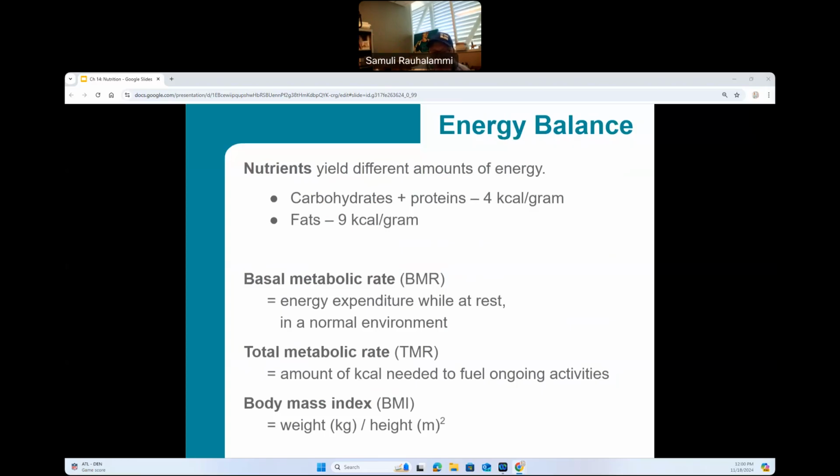I've also mentioned our total metabolic rate, so TMR. This is the total amount of energy needed to fuel the ongoing activities at that moment. For example, if a lot of muscle activity is taking place, then we obviously need more energy to fuel those. And we also see BMI.